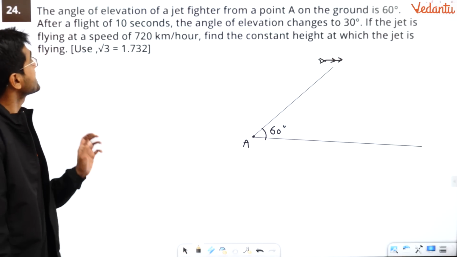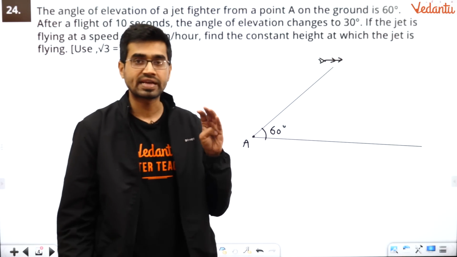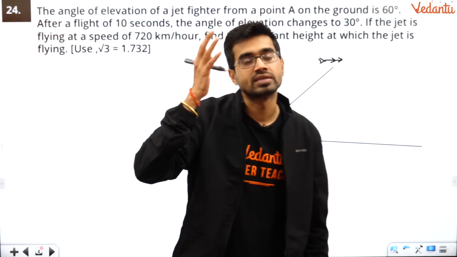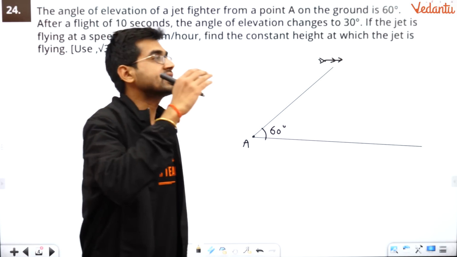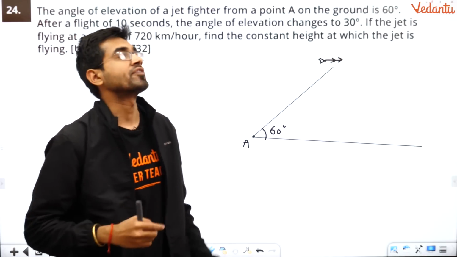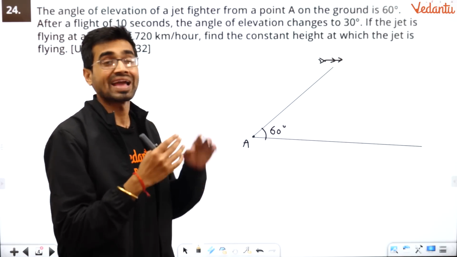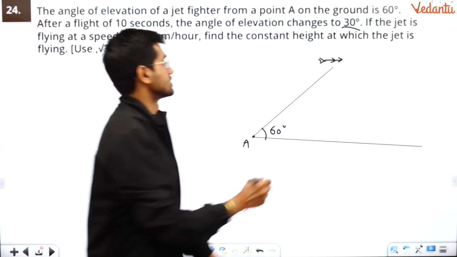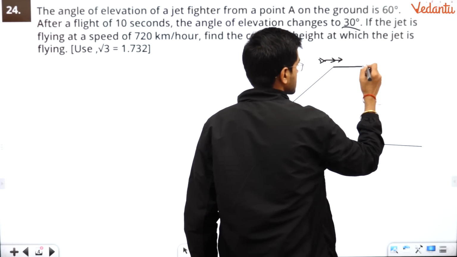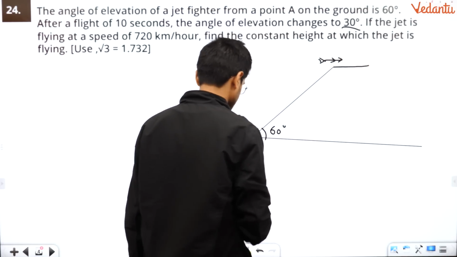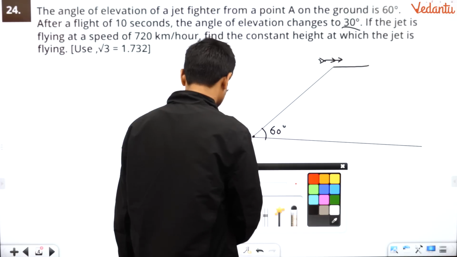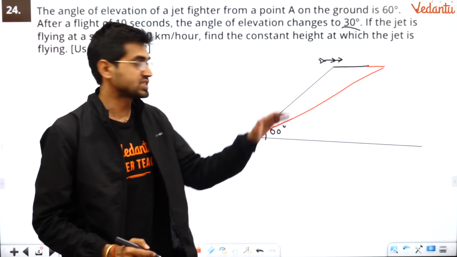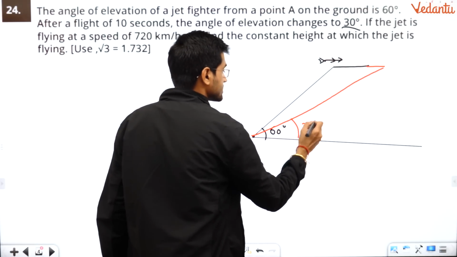Now what they are saying next is, after a flight of 10 seconds, the angle of elevation changes to 30 degrees. Apply your common sense. If it goes farther, I have to look less up. If it comes closer, I have to look more up. The angle is decreased, so obviously the fighter is going away from me. Now the angle of elevation has changed, and you get this situation. It is now changed to 30 degrees.